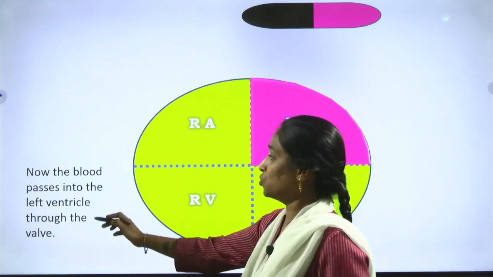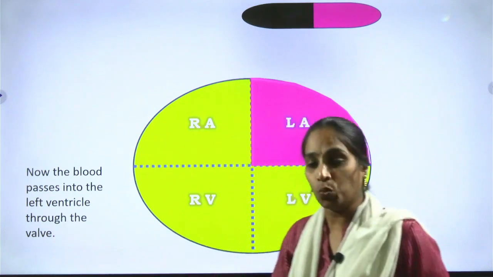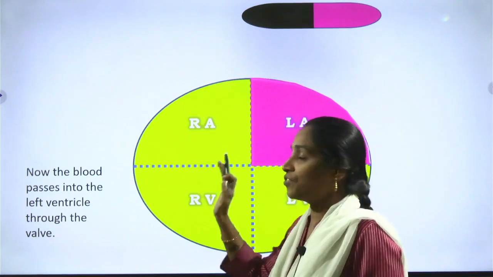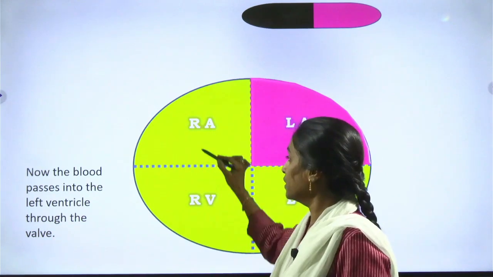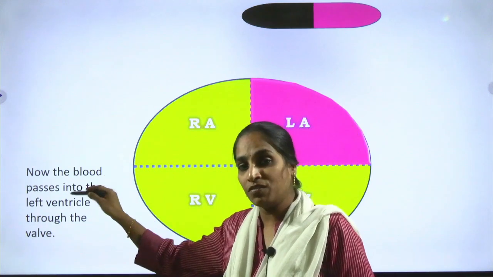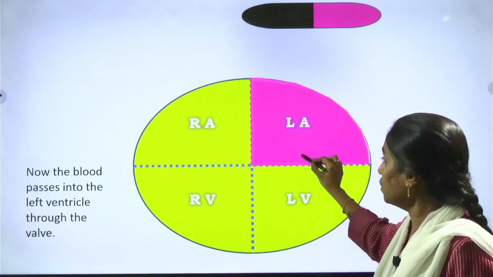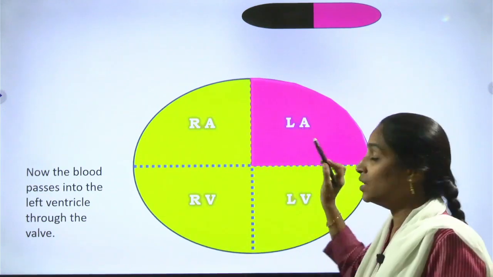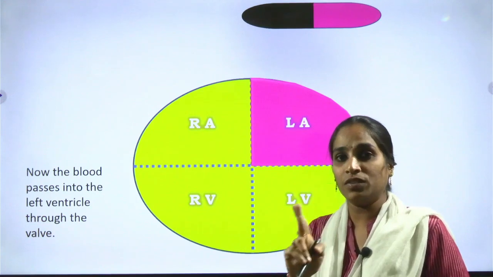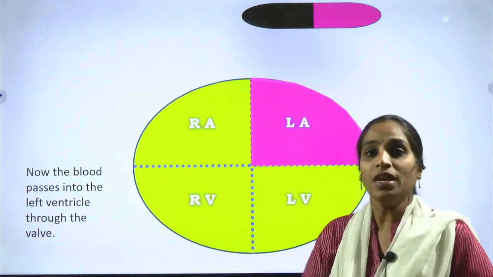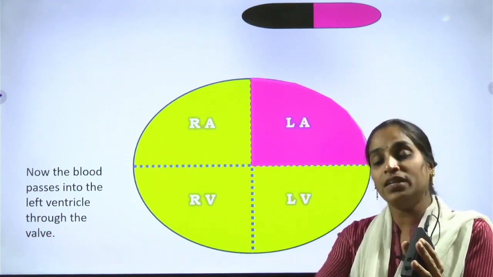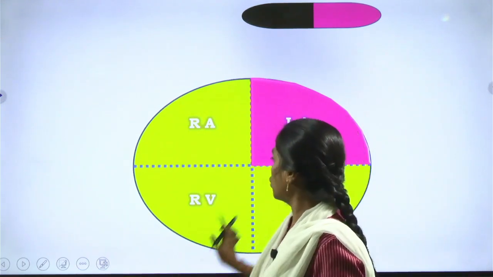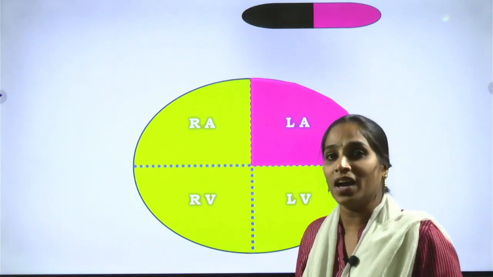Now the blood passes into the left ventricle through the valve. As we discussed previously, on the right hand side, the aperture between the right auricle and the right ventricle has the valve called the tricuspid valve. And now here we can observe that the valve between the left auricle and the left ventricle is the bicuspid valve. Here we can observe the flaps. Only two flaps help in opening and make the blood move from the auricle towards the ventricle. That valve is called the mitral valve.